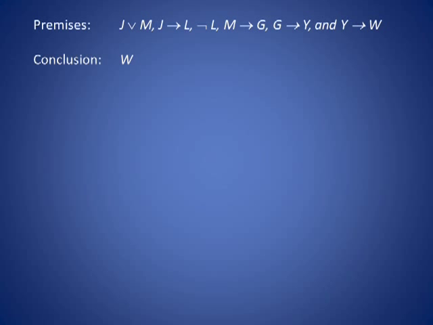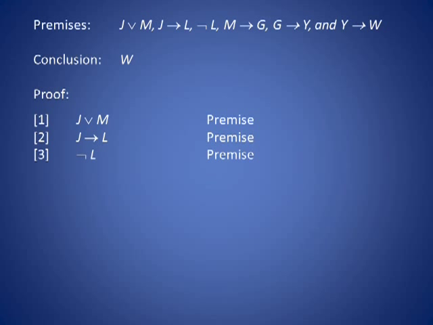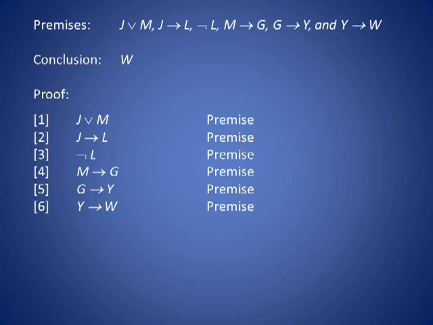If you would like to produce the proof on your own, you should pause this video now. We begin by listing all of our 6 premises. So we have line 1, J or M, line 2, J implies L, line 3, not L, line 4, M implies G, line 5, G implies Y, and line 6, Y implies W.